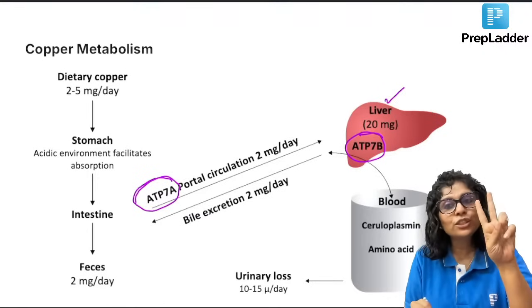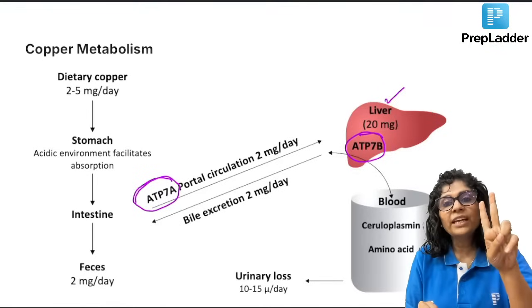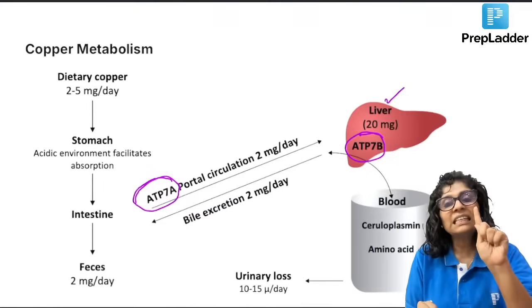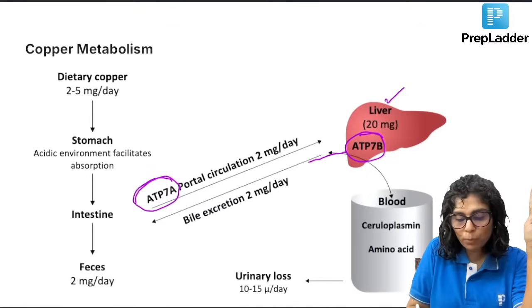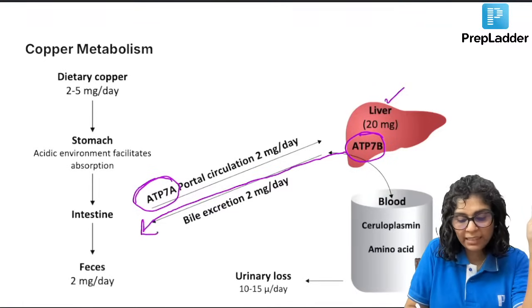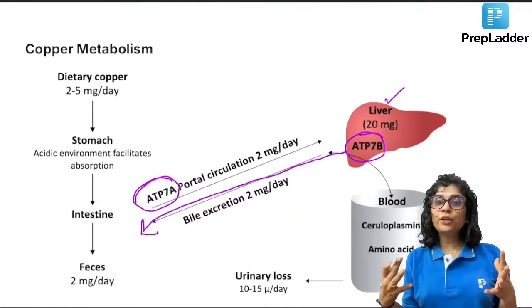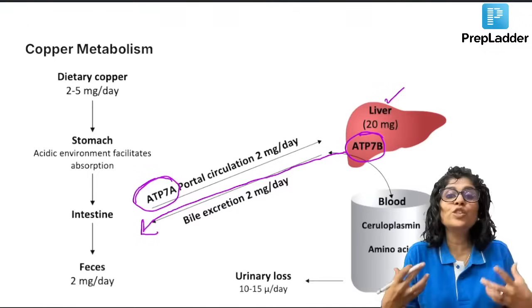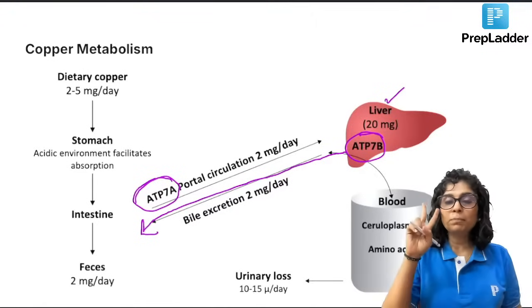B, bifunction. So what are the two functions of ATP7B? B for bile. So one function is it secretes copper back into bile so that copper gets excreted in the feces. Because we don't want to be storing excess copper, because copper toxicity is something which is dangerous. So 7B is bifunctional.